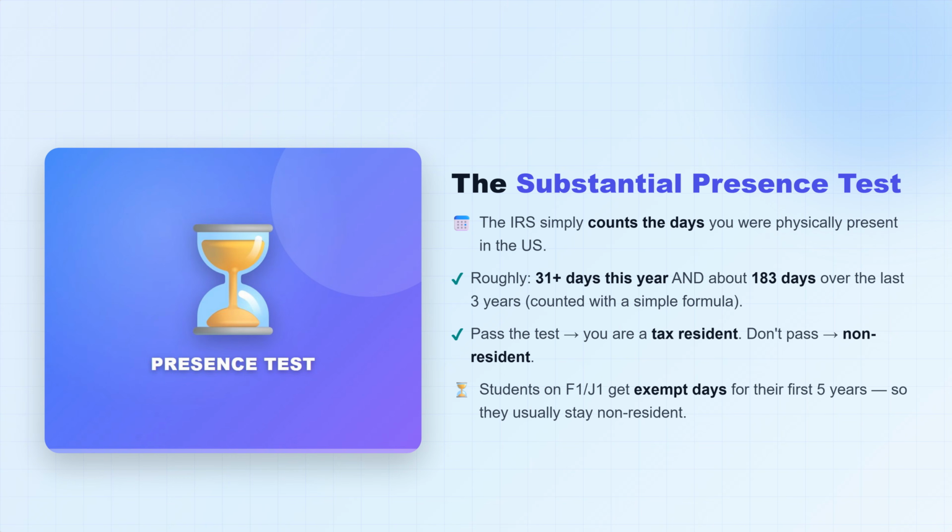This is decided by the substantial presence test. The IRS simply counts the days you were physically present in the U.S. Roughly, it is 31 or more days this year, and about 183 days counted over the last 3 years, using a simple weighted formula. If you pass the test, you are a tax resident. If you do not, you are a non-resident. And students on F1 and J1 get exempt days for their first 5 years, so they usually stay non-resident.